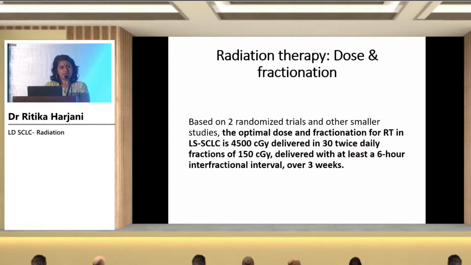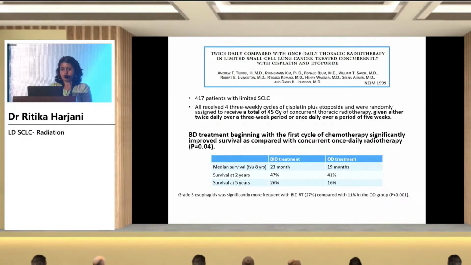While most of our disease sites we treat with radiation once a day, small cell lung cancer is one site where, despite a lot of trials coming in to prove the contrary, the ideal recommendation is to treat twice a day: 45 grays in 30 fractions over 15 treatment days, so 19 total days. We give 1.5 gray in the morning and 1.5 gray in the night, for 5 days a week and 3 weeks. This came with the landmark study published in NEJM in 1999 by Turrisi et al.